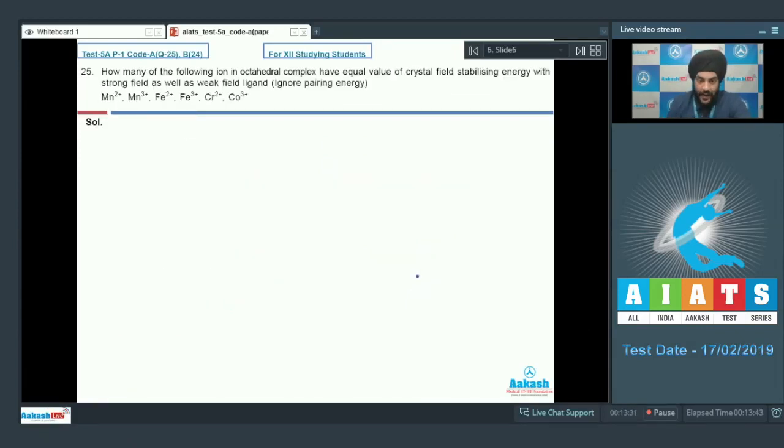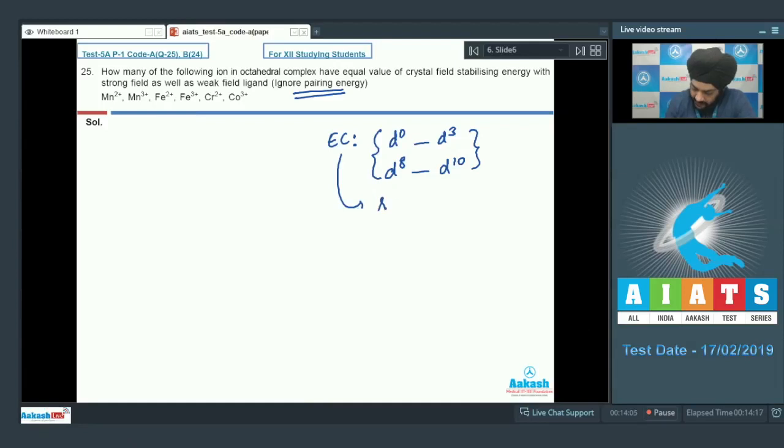Question number 25. How many of the following ions in octahedral complex have equal value of crystal field stabilizing energy with strong field as well as the weak field ligand? So we have to ignore the pairing energy. Students, if we talk about this question, we know that the electronic configuration will be the same for d0 to d3 and d8 to d10. So in this case, the electronic configuration remains the same in presence of weak field or strong field ligand.